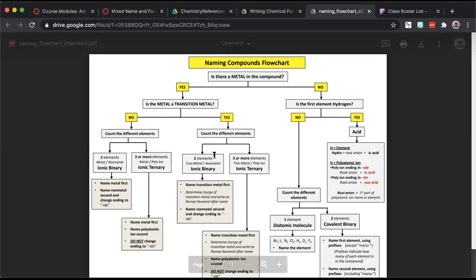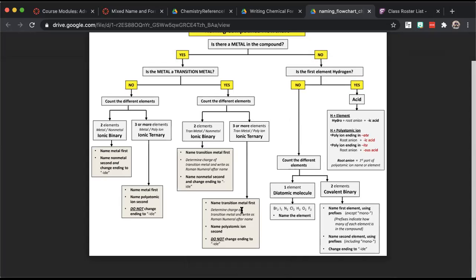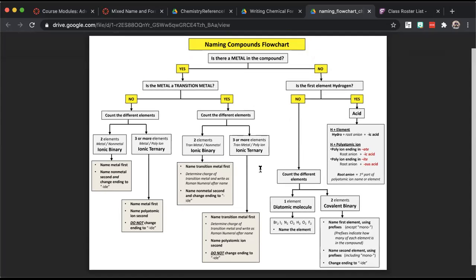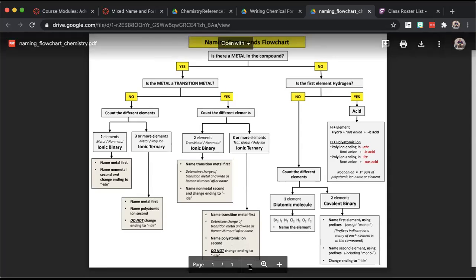You're going to end up at one of these boxes towards the bottom that is going to tell you how to write the name based on the type that you have categorized it as. All of this left half over here, all of these are ionic, okay? Because remember, we have some that have Roman numerals and some that don't.